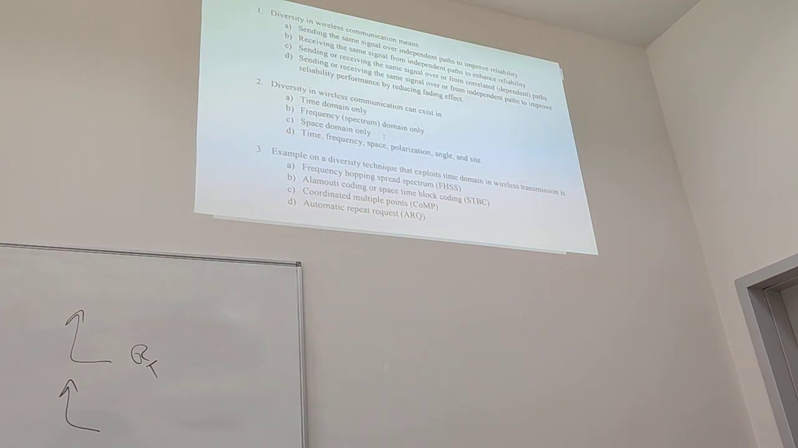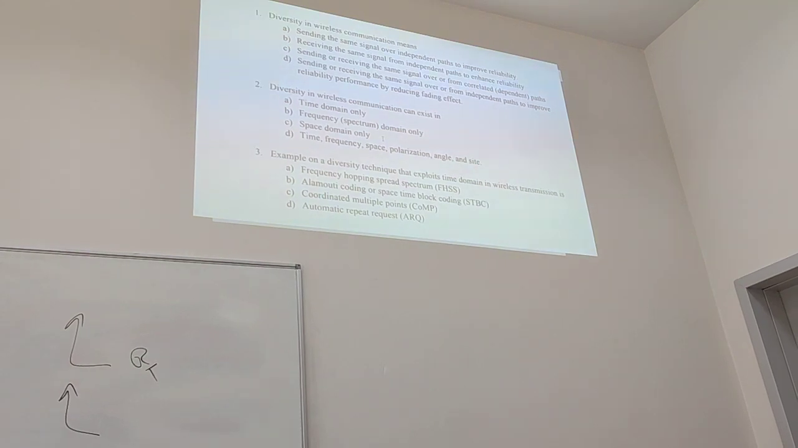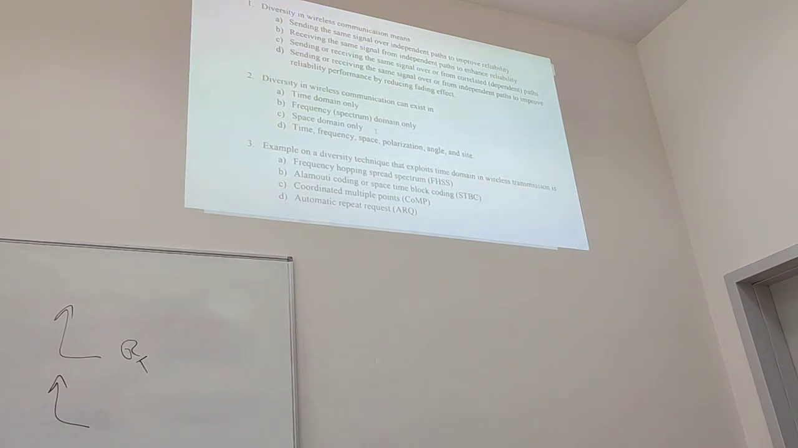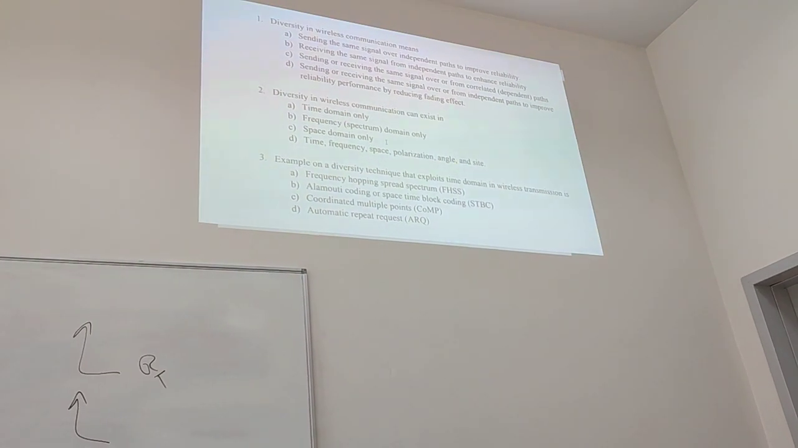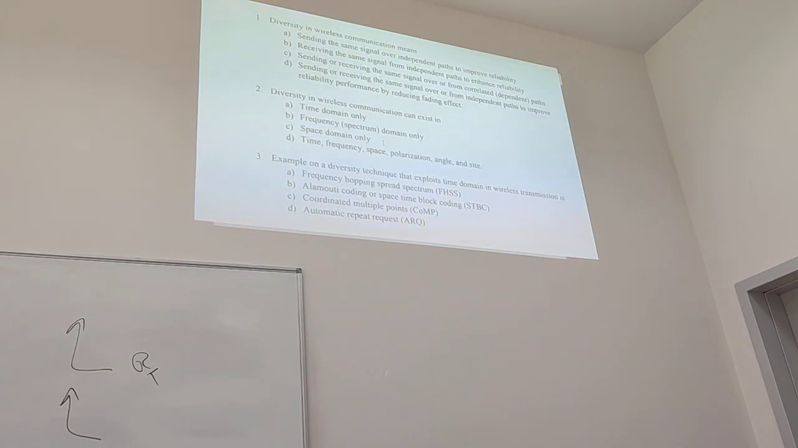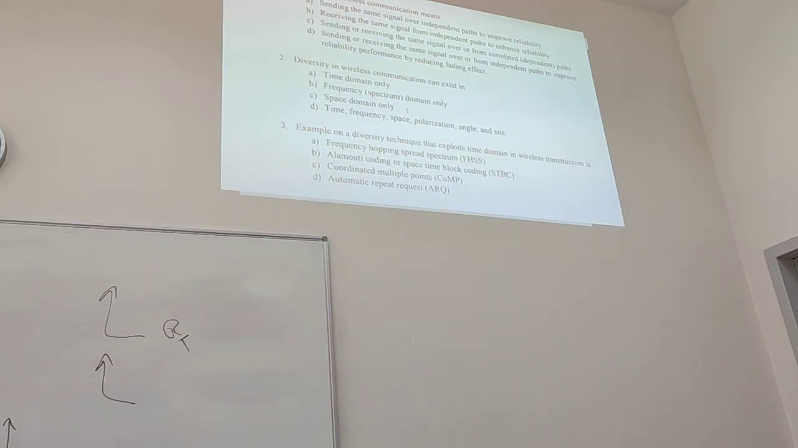Each and every term here, you should know how to define it, and you should draw a picture in your mind when you see this term. Or is it automatic repeat request? In time, I'm saying time. A diversity technique that exploits the time domain. So the correct answer is D. Automatic repeat request is exploiting time.